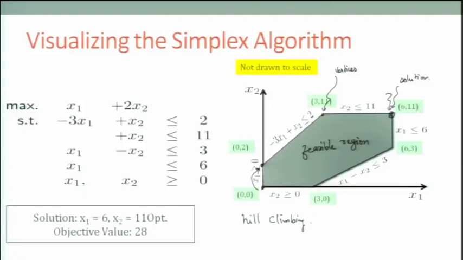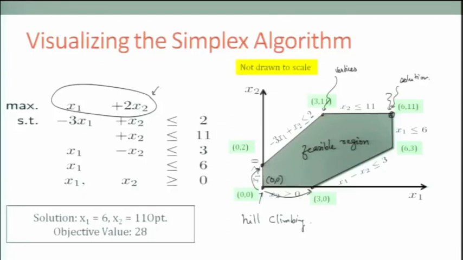The way it does it is, each time it's at a vertex, suppose it starts from the vertex 0, 0, it tries to go to a neighboring vertex. So in this case, it can either go here or here in a way that increases the objective function. What it tries to do is to make sure that this never decreases. So it's going to try and keep it increasing and increasing until it can't be increased anymore, and then it stops. So that's how simplex works.